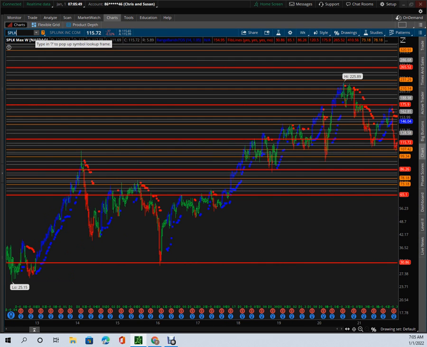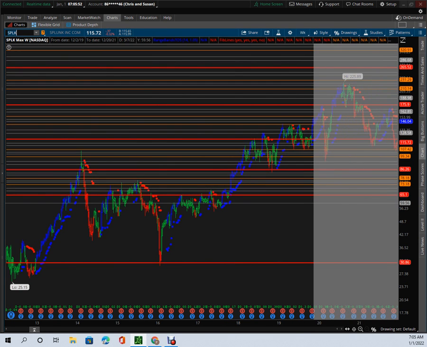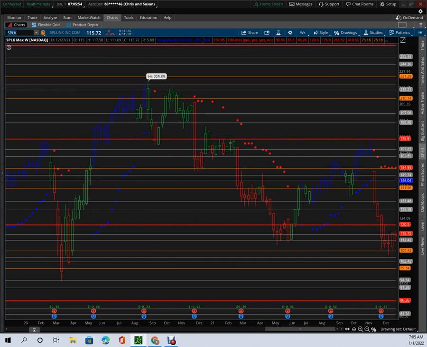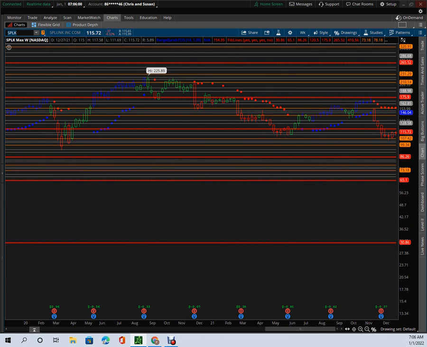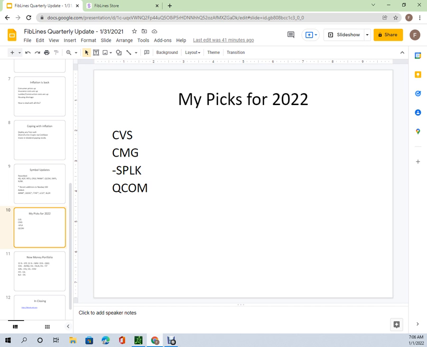Splunk, here's where FibLines can help you on the downside. Let's take a look at a chart of Splunk. We can see recently it's been making some lower lows. We had resistance at this line right here at the 175 level. And we can see that our 0% line is down here at $30 a share. The 100 is at $65 a share. We're up here at 115. So we have quite a ways to go if Splunk is going to continue its way to the downside. So I like Splunk on the downside.